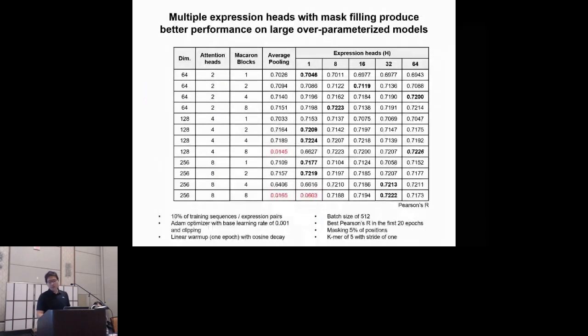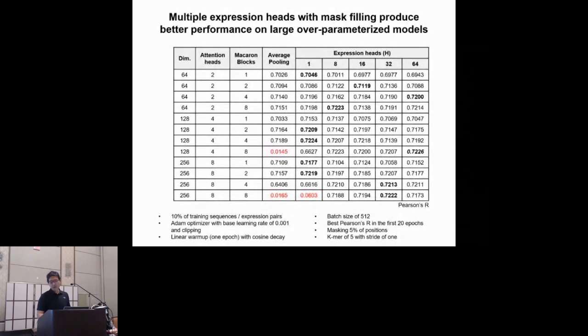In order to systematically evaluate global average pooling and the various multiple expression head designs with mask filling, we trained the model on 10% of the data provided by the organizers and evaluated on 2% of the data. For multiple expression paths, we also examined performance over different numbers of paths, ranging from 1 to 64. Overall, we found that expression paths with mask filling give better performance than global average pooling. The best performance was achieved at a dimension size of 128 and a Macaron block size of 8.